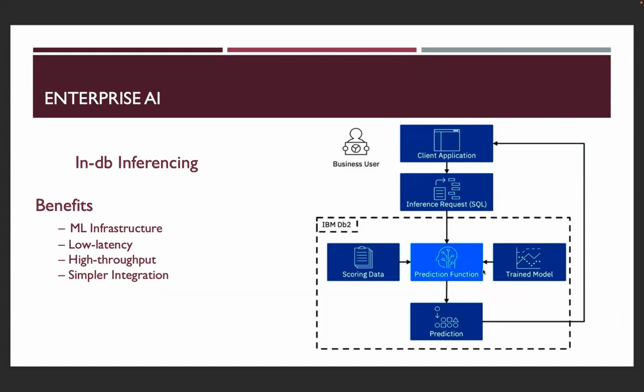So you have the model executable file, which will help you get your predictions inside of the DB2 server. And the benefit of this is the presence of the ML infrastructure. There is low latency, because taking your data outside, inferencing it, and putting the data back inside will increase the latency. And working with Python UDF, you have low latency, high throughput, and simpler integration.